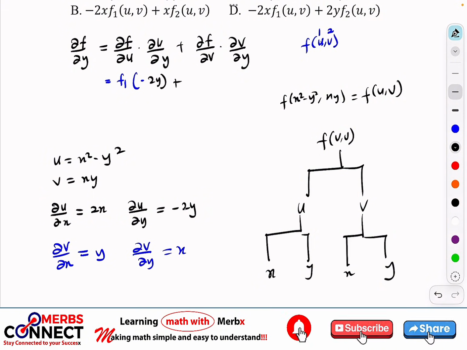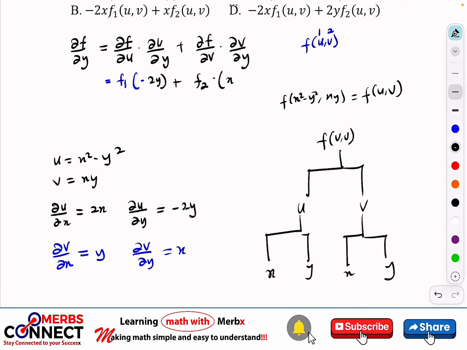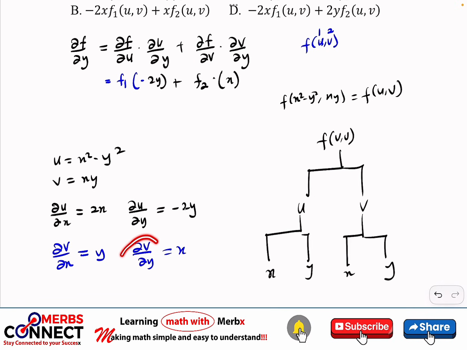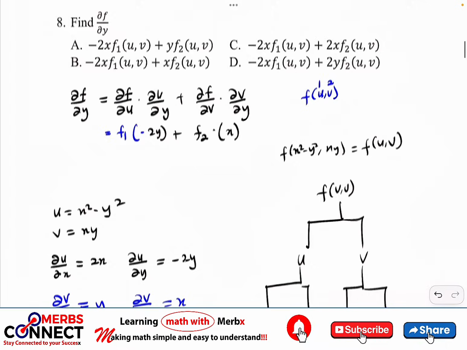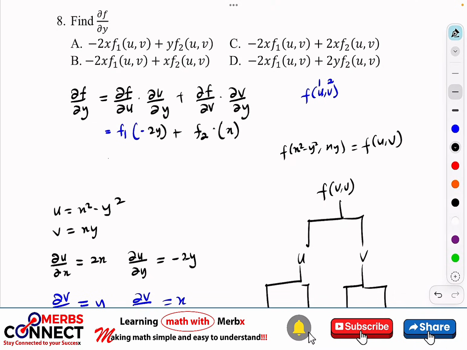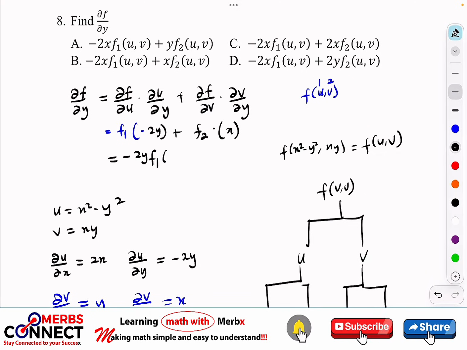And then this one we are differentiating partially with respect to the second variable, so I can write it as f2. And this is times the partial of this with respect to x. Is that right? Let me check. Okay, I trust myself now. So this is going to give us minus 2y f1, but remember, f depends on u and v, so I can write it as f of u, v, plus x f2. F depends on u and v.